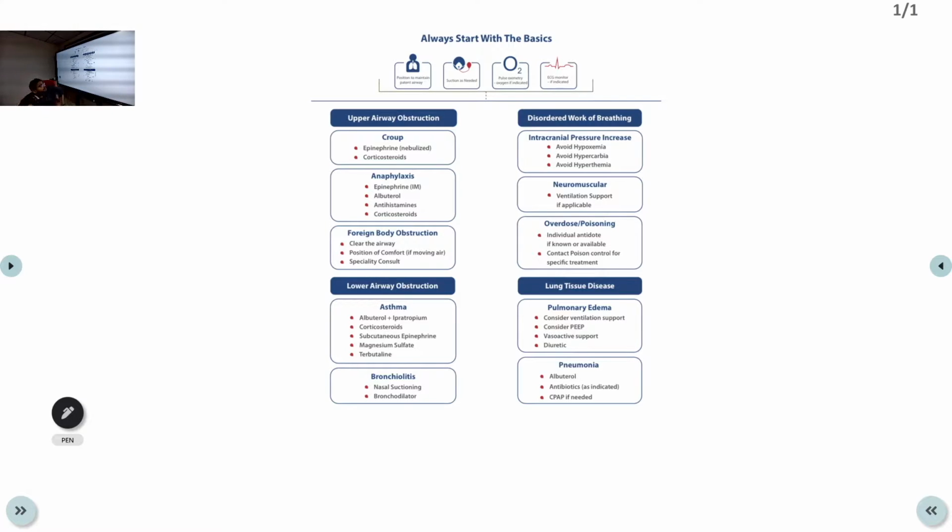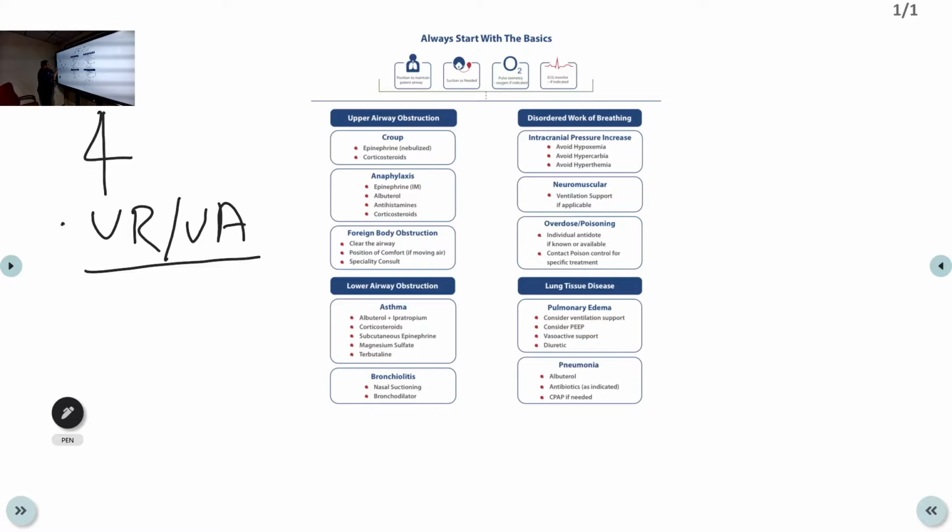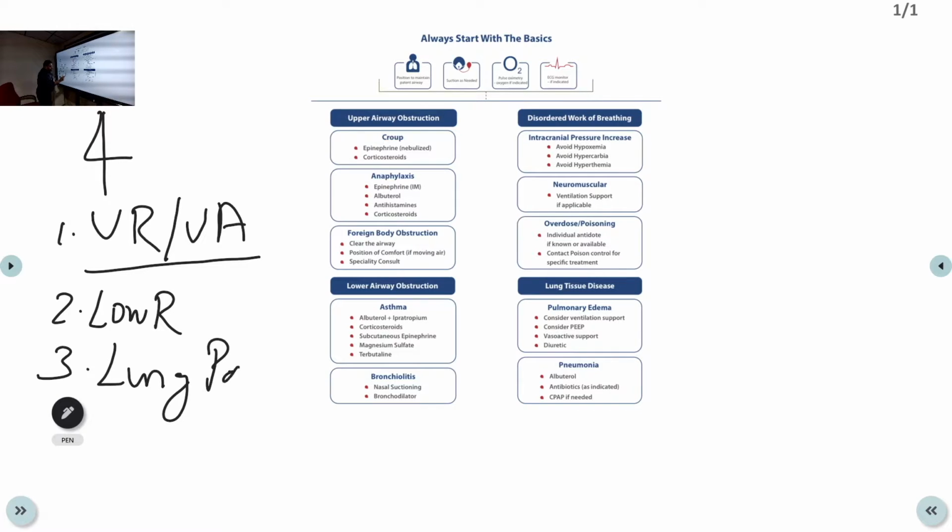As you see here, respiratory issues you can divide into four. You can have upper respiratory or upper airway related problems. Second, lower respiratory related problems, which you can call obstruction or whatever it is. Third, you can have lung parenchymal problems, so inside the lung parenchyma there can be some problems. And fourth, there can be a disordered breathing pattern.